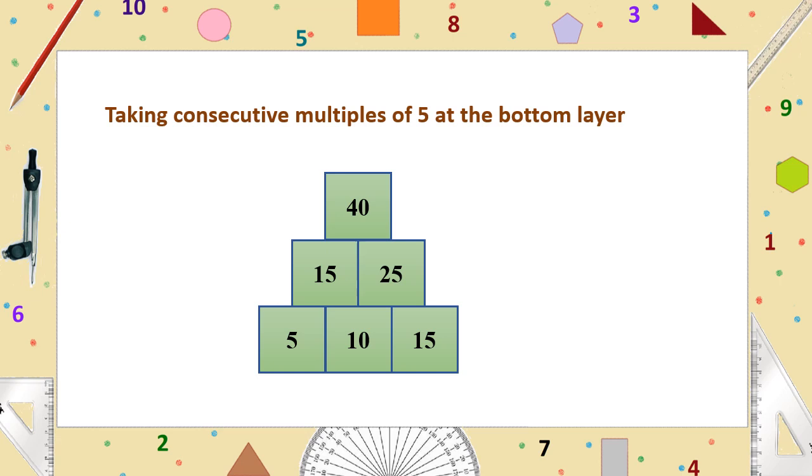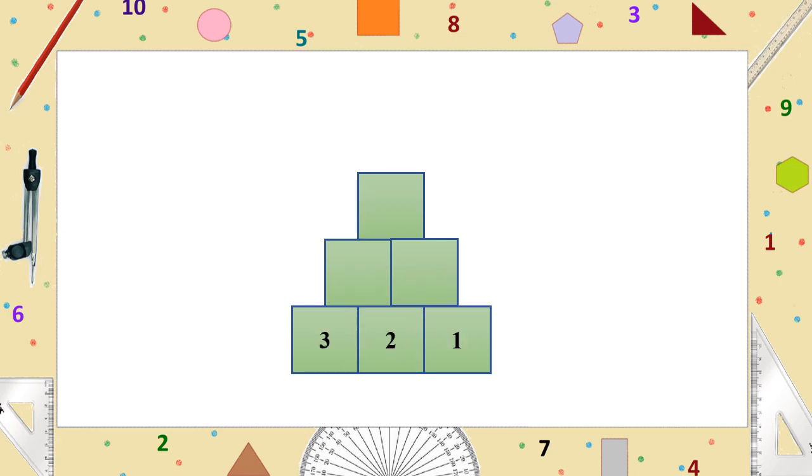Okay. So in this pyramid, here descending order is given 3, 2 and 1. Here 3 plus 2 is 5. 2 plus 1, 3. And 5 plus 3 is 8. That means 8 is 4 times of 2. Let's check for one more pyramid.